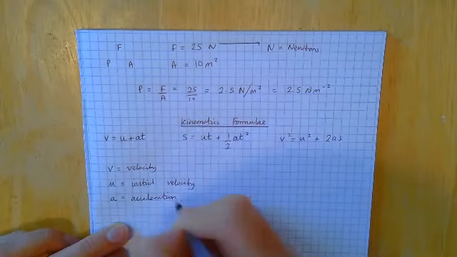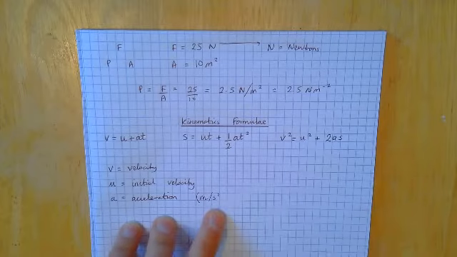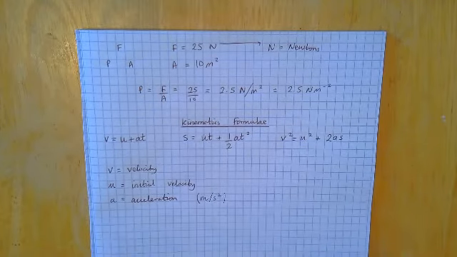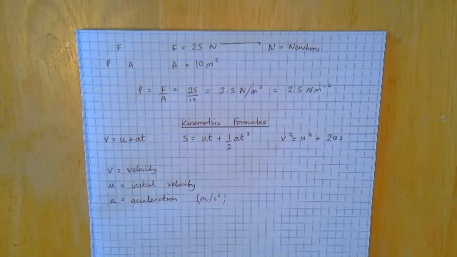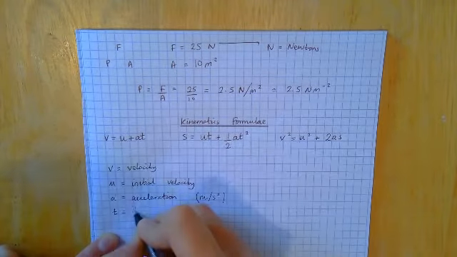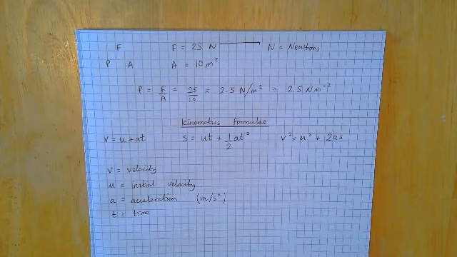A is your acceleration, which is measured in things like meters per second squared, or kilometers per hour squared, but meters per second squared is the most common. It's the rate of change of your speed, so it's how your speed is changing per second. So it's meters per second, so meters per second squared. And what else have we got? T is time.